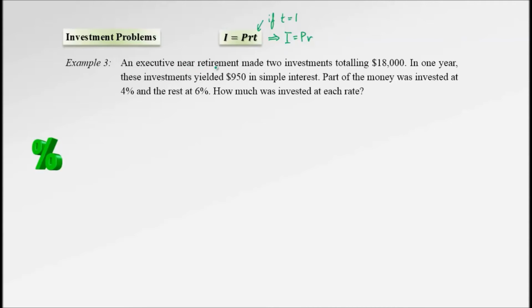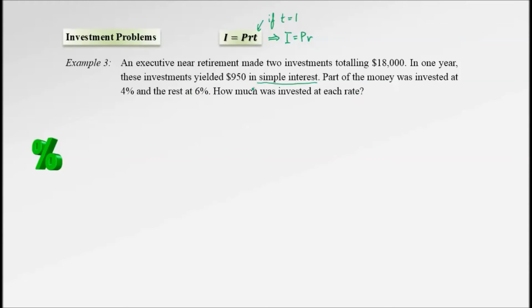An executive near retirement made two investments totaling $18,000. In 1 year, this investment yielded $950 in simple interest. That's good to know. It's simple interest, so yes, we refer to this simple interest formula. Part of the money was invested at 4% and the rest at 6%. How much was invested at each rate?